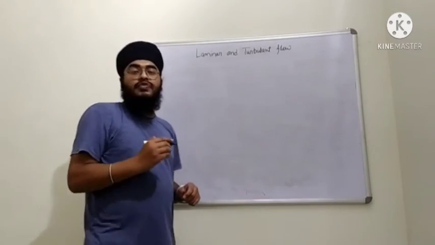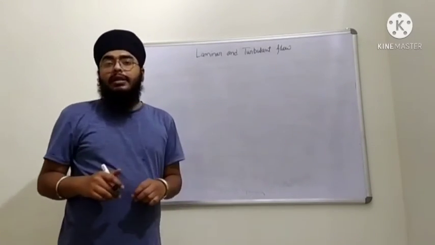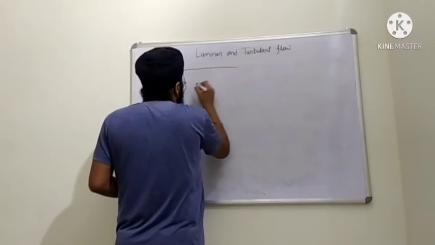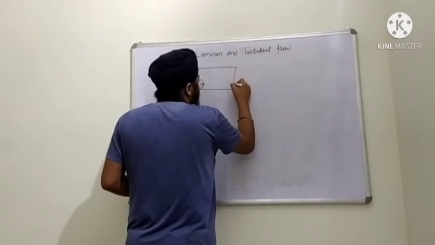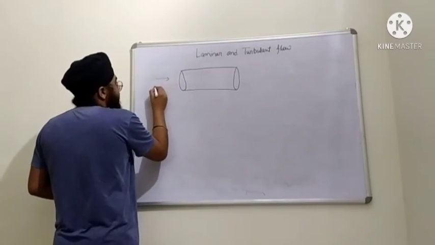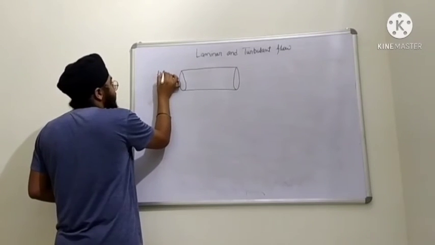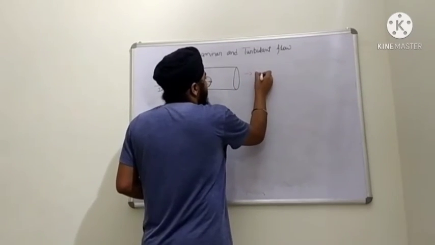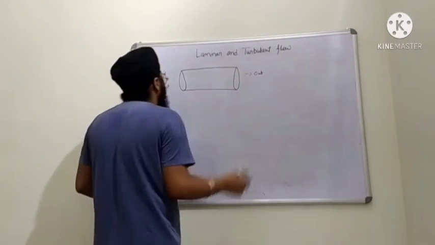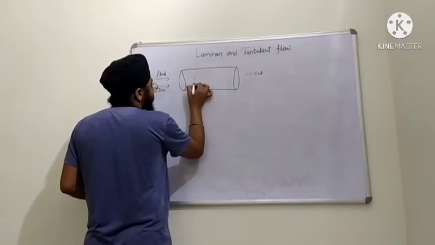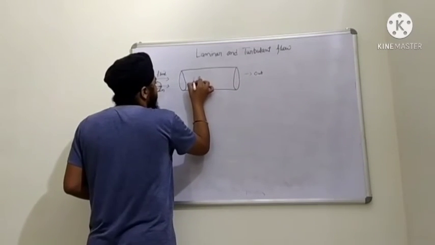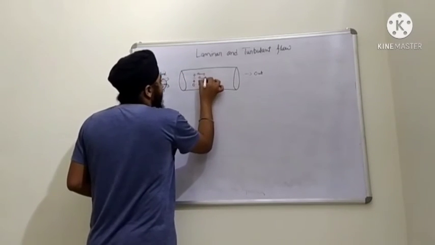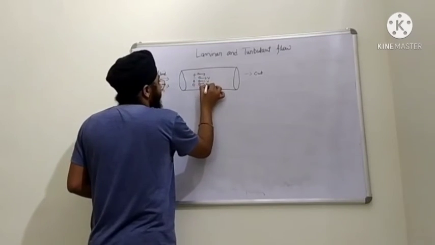The next topic which we are going to discuss is laminar and turbulent flow. Let's say we have a pipe, and we are going to flow a liquid through this. Let's say this is the fluid which is coming in and this is where the fluid is getting out. Now let's say this fluid has small particles or layers which have their velocity v.